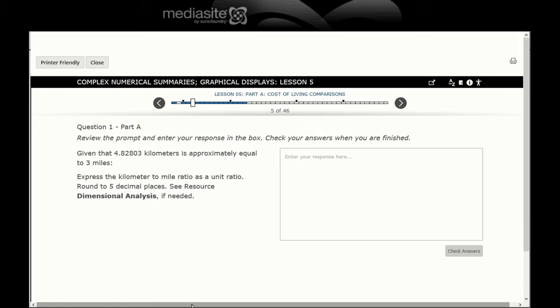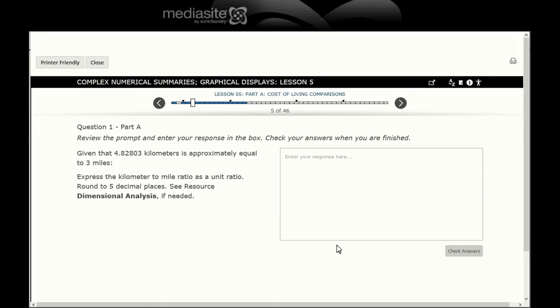Okay, so part A, review the prompt and enter your response in the box. Check your answers when you're finished. Given that 4.82803, wow, a lot of decimals, kilometers is approximately equal to 3 miles, express the kilometer to mile ratio as a unit ratio, round to 5 decimal places. See resource dimensional analysis if needed.